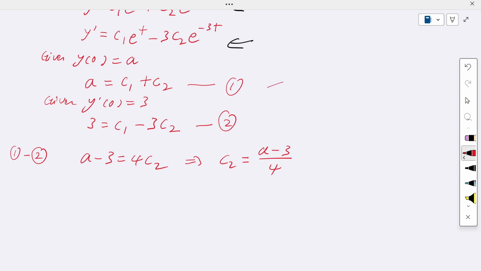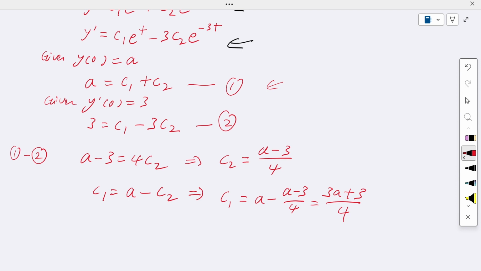Now from equation 1, we can rewrite c1. What is c1? c1 here is equal to a minus c2. So we can substitute this by substituting c2. So c1 here is equal to a minus c2, a minus (a - 3) divided by 4. So this is equivalent to (3a + 3) divided by 4. Okay, so that is c1 and c2.